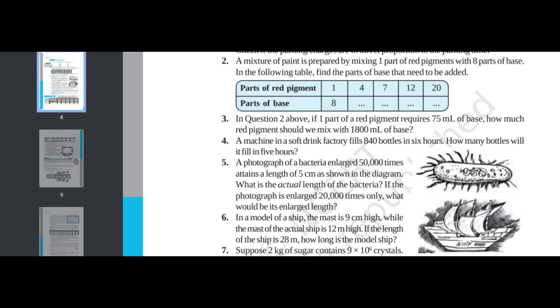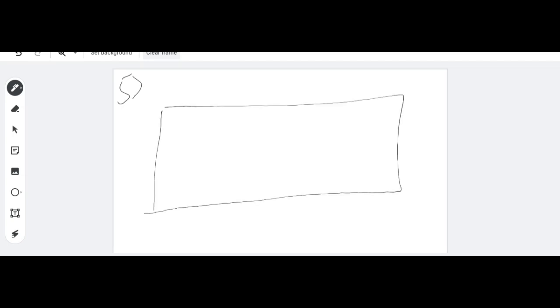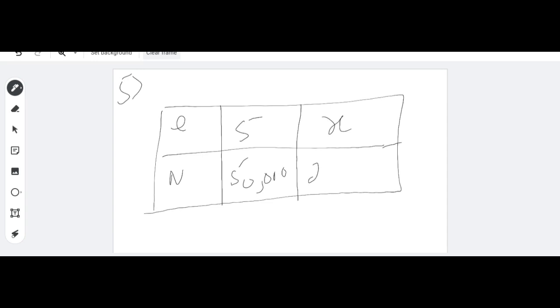So let me draw the table for this. This is question number 5. The table will look like this. This is the length and this is the number of bacteria. So for the first one, that is 5. For the 5, length is 50,000. And for the x, that is 20,000. So it means that I have to find the x here, x1, and this is the y1, this is x and this is y.